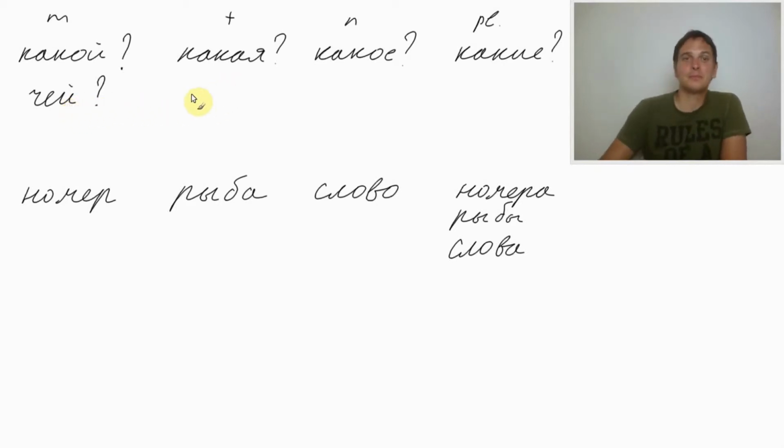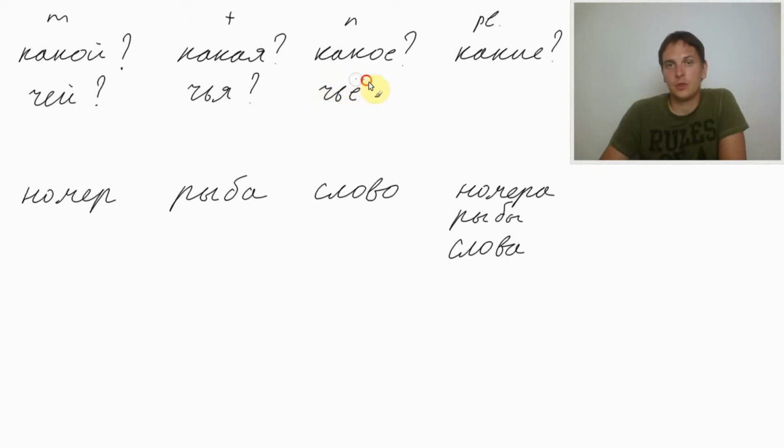So for feminine, чья. Чья рыба? Whose fish? Whose word? Чье слово? Чье слово? And for plural, we have чьи. Чьи номера? Whose numbers? Чьи рыбы? Whose fishes? Чьи слова? Whose words?